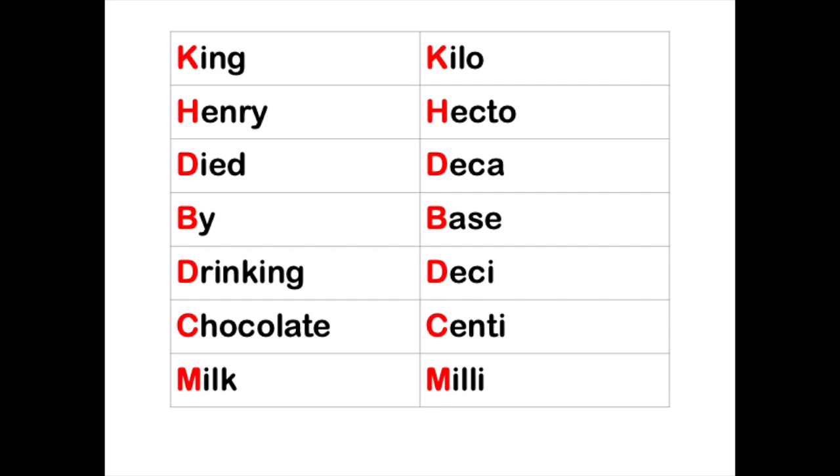The K in king stands for kilo, the H in Henry stands for hecto, the D in died stands for deca, the B in by stands for base, the D in drinking stands for deci, the C in chocolate stands for centi, and the M in milk stands for milli.